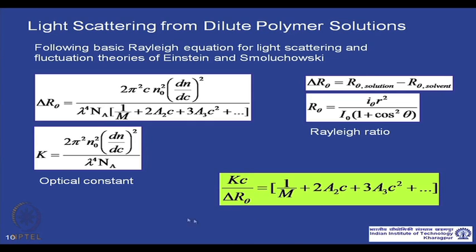This expression is valid for a point scatterer, where no interference happens between the scattered light originating from different parts of a scatterer.